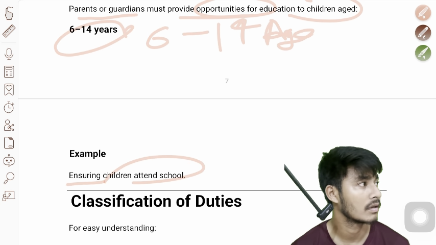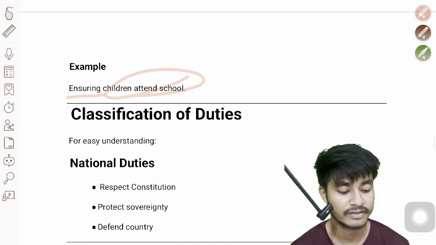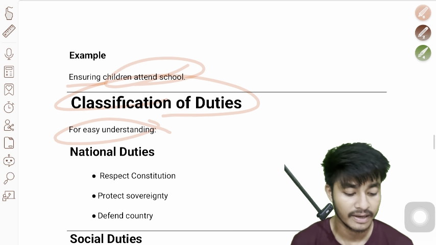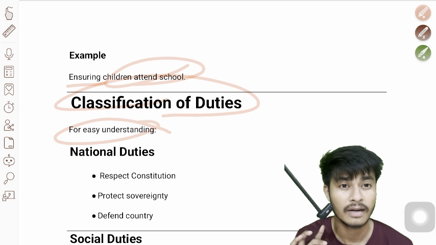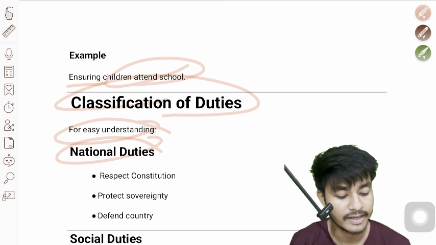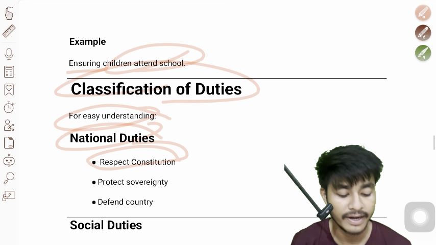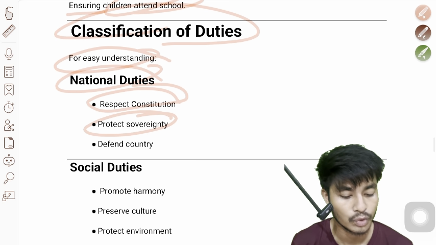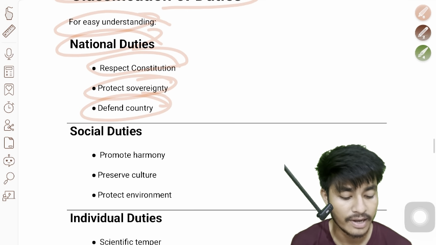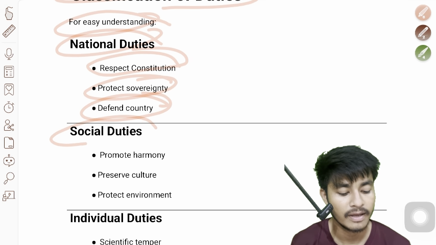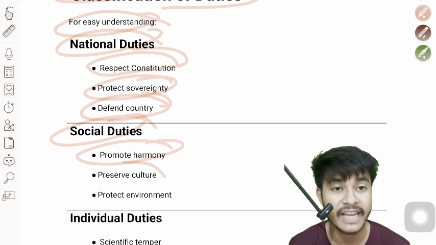And classification of duties for easy understanding. National duties are three types: respect the constitution, protect sovereignty, and defend the country. So we'll move to the social duties. The first one is promote harmony, second is preserve culture, and third one is protect the environment.